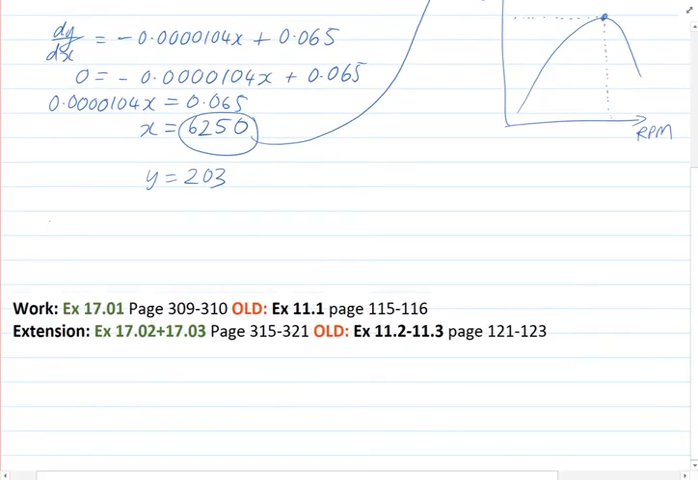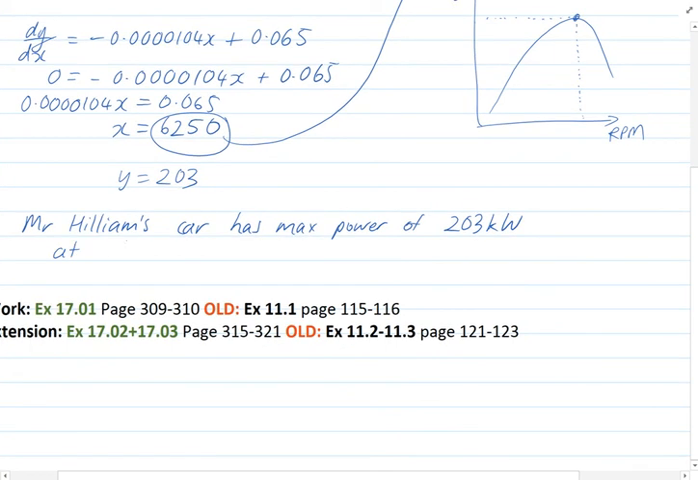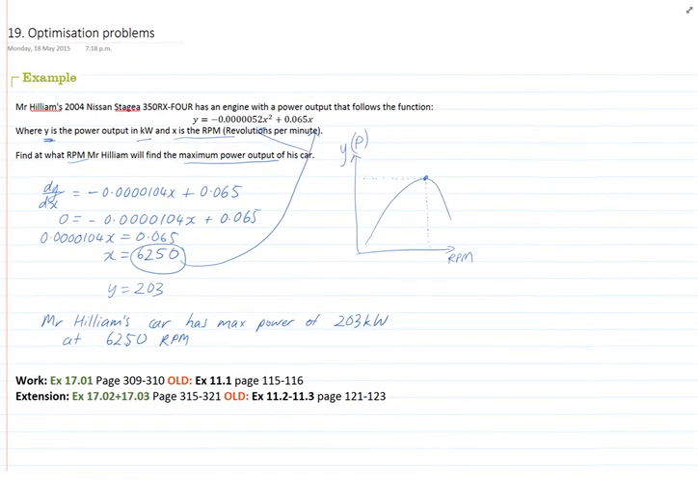So writing a sentence that Mr. Hilliam's car, I could just write my car because it's my car, but for you guys you'd be writing Mr. Hilliam's car, don't forget your apostrophes, has maximum power of 203 kilowatts at 6,250 RPM. Alright, so these questions are often asked in a merit context, so you need to be able to articulate what your solution actually is and what it means in words as well.